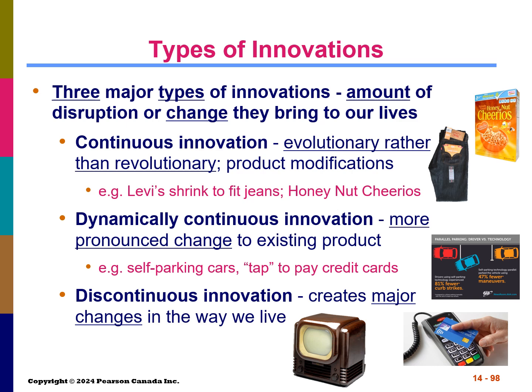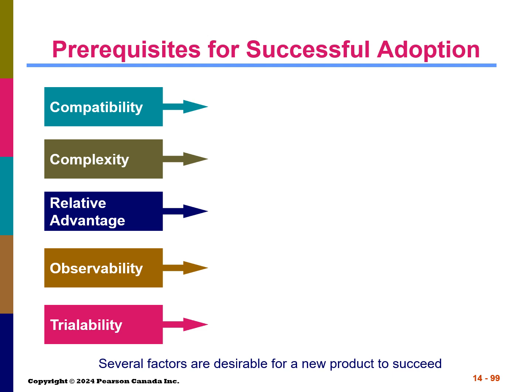A dynamically continuous innovation is a more pronounced change to an existing product. For example, self-parking cars and credit cards you tap to pay. A discontinuous innovation creates major changes in the way we live. For example, major inventions like the airplane, the car, the computer, and the TV. Several factors are desirable for a new product to succeed. They relate to compatibility, complexity, relative advantage, observability, and trialability.